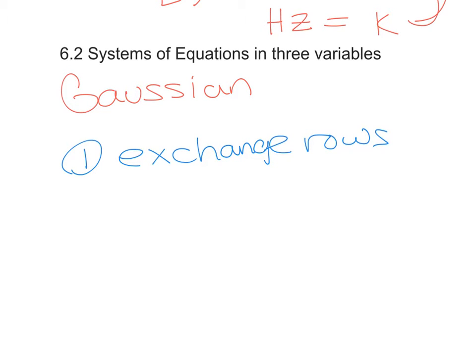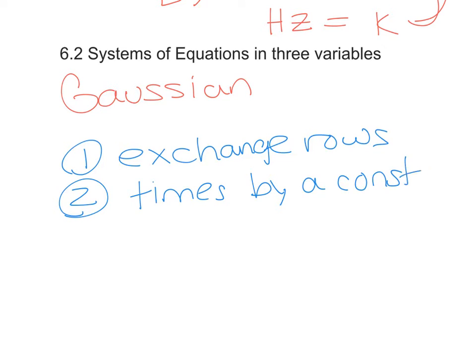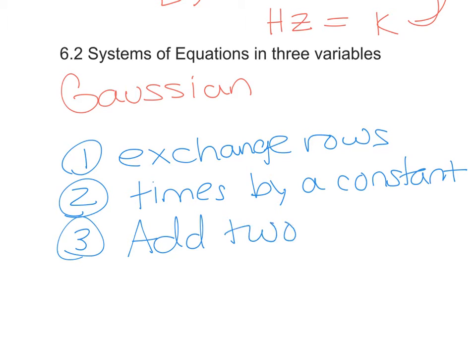You can also multiply any row that you want by a constant. And last, you are allowed to add any 2 rows together that you want. And once you add those, it will replace one of the rows that you used in the addition. So I'm going to show you 3 examples so that you can get a feel for what this method's like, and then I want you guys to attempt the homework.